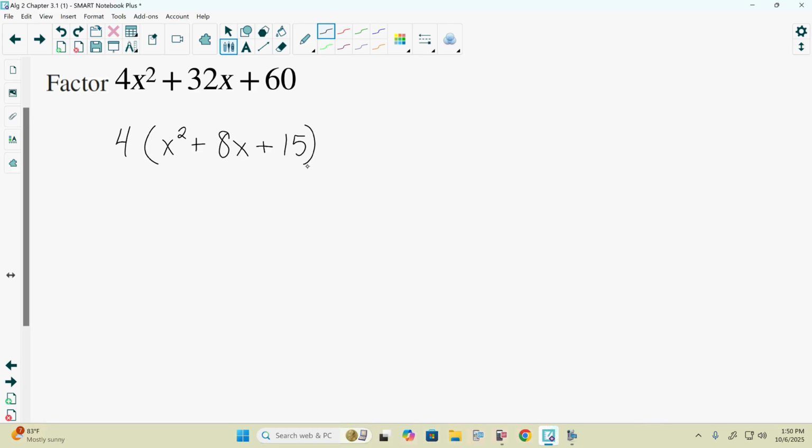which means we can go on to step number 2, which is writing our 2 sets of parentheses with 3 spaces. Now, since we did have a greatest common factor, it's going to stay out in front the rest of the time. It is part of the factoring.